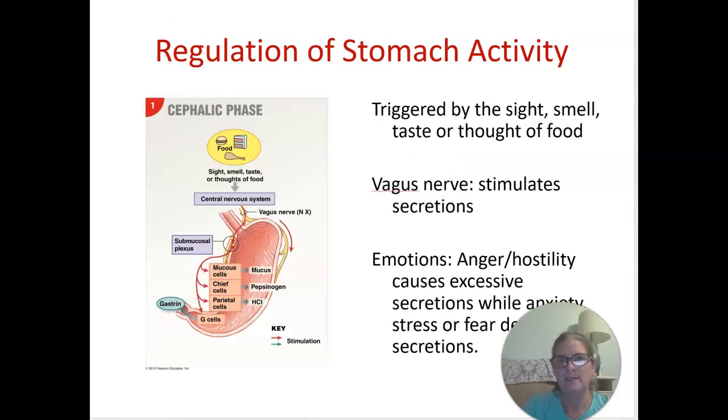So the first one is cephalic, and cephalic happens, think about head, whenever you see some food or smell it or taste it or you're thinking of it.